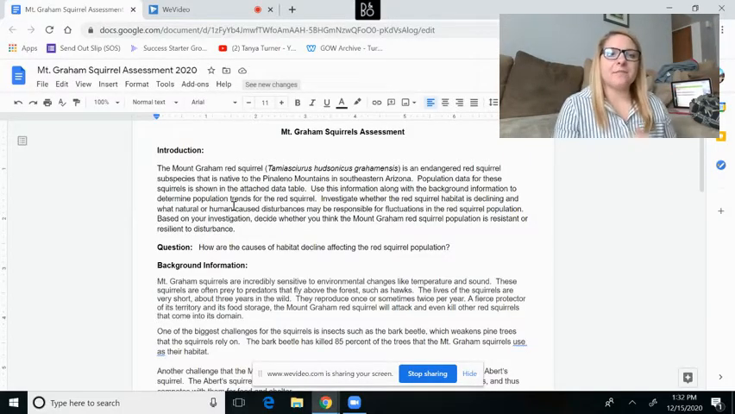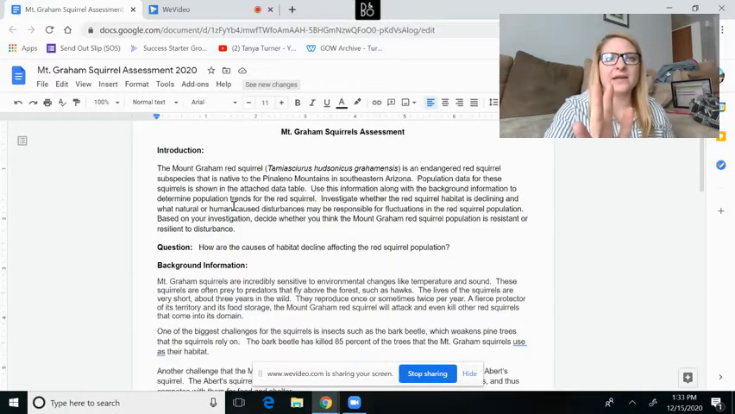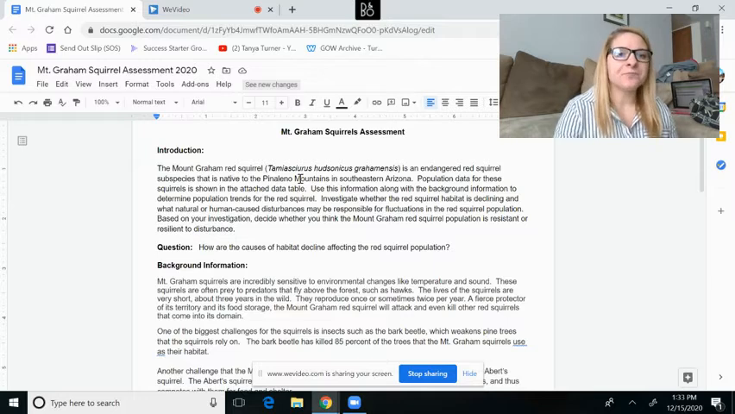We do have this Mount Graham Squirrel assessment. It is going to be a lab grade to hopefully help boost up that score that I know everyone's been so worried about. And I just want to go through it with you guys. I know it looks like a lot of reading, a lot of big words in the beginning. So I will read through it. I'll go through the directions and I'm going to break it down for you on what we got to do. So it is about Mount Graham squirrels. Again, this is another real life squirrel population out in Arizona.